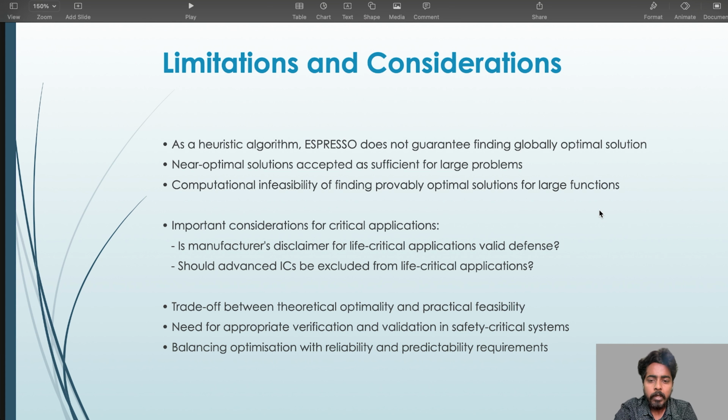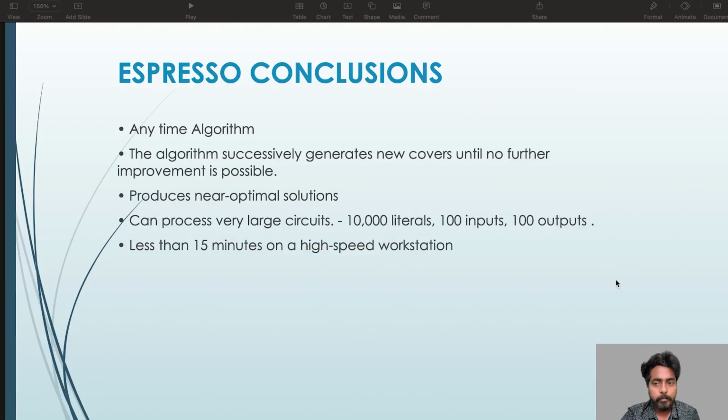So the trade-off between theoretical optimality and practical feasibility is a fundamental challenge. Ensuring appropriate verification and validation is crucial, particularly in safety critical systems where reliability and predictability are paramount. Ultimately, designers must strike a balance between optimization, reliability, and safety to achieve the best possible outcome in high-stake applications. In conclusion, Espresso is an anytime algorithm, meaning it continuously refines the solution until no further improvement is possible. This approach allows it to generate near optimal logic minimization efficiently.